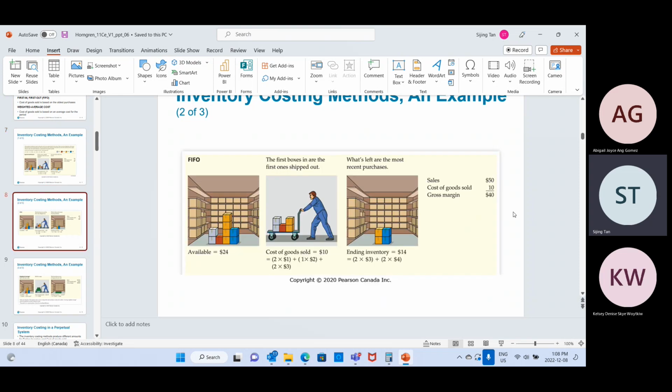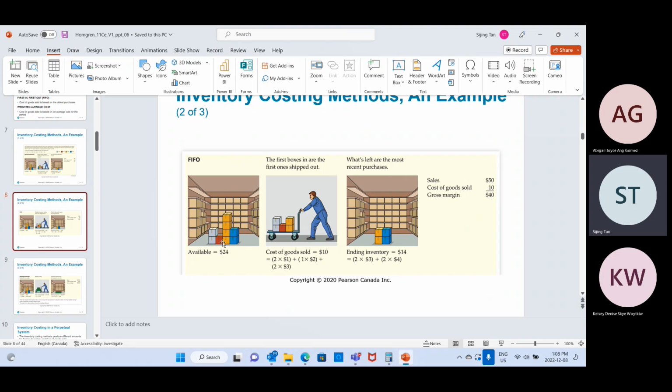Now we'll move on to FIFO, which is first in, first out. It's still the same: we have $24 of boxes available in storage. Now we need to sell 5 boxes. Because the white one came first, and then the red, and then the yellow, and then the blue, we have to let the 2 white go first.